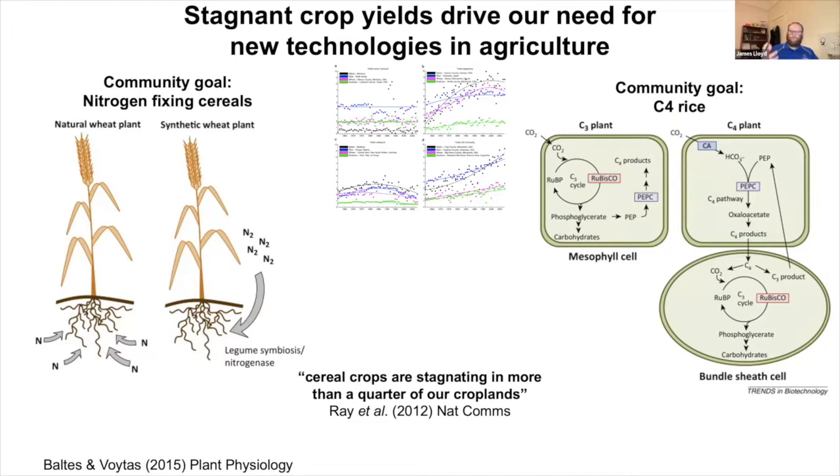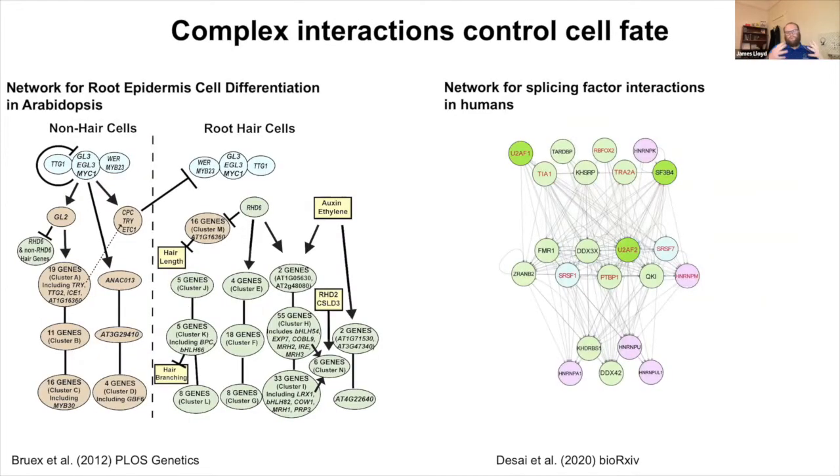Now, in normal biology and development, there are many different factors that control where and when a gene is turned on and off. You can just see from these diagrams that the decision between being a non-hair cell and a root hair cell in the Arabidopsis epidermis of the root is a really complex decision with many different transcription factors and other genes involved, and a lot of regulation. Going over to humans and looking at some work from my time in Berkeley, just looking at the number of splicing factors that interact with each other, this is a massive amount of different interactions for controlling gene expression, both at the transcriptional level and at the post-transcriptional level.